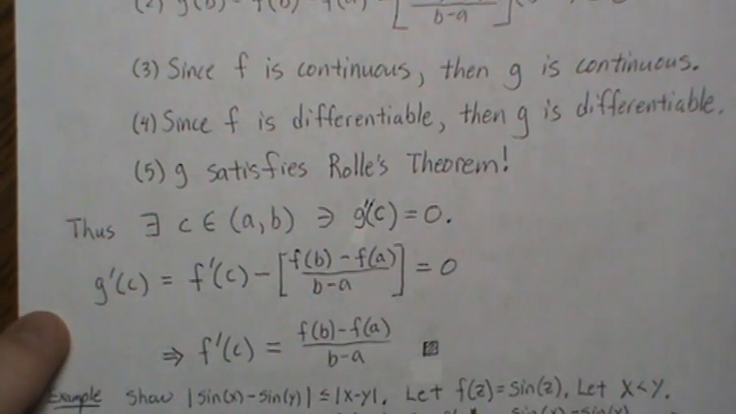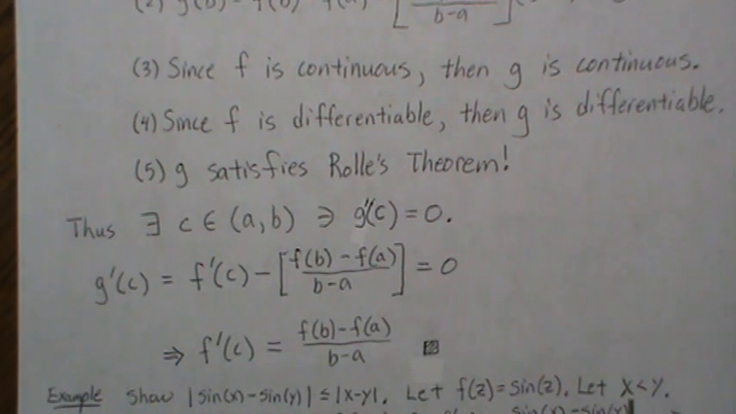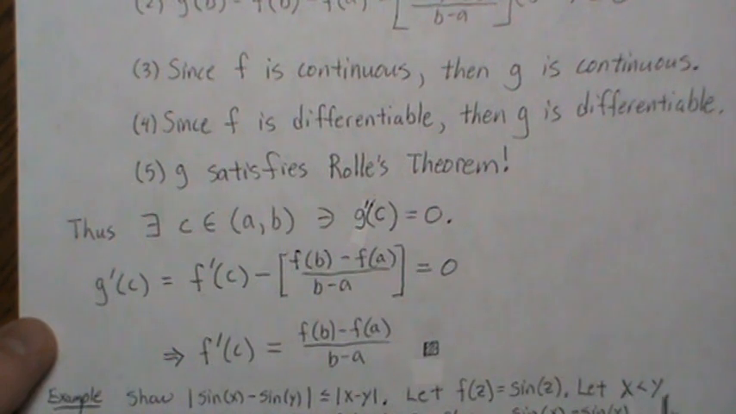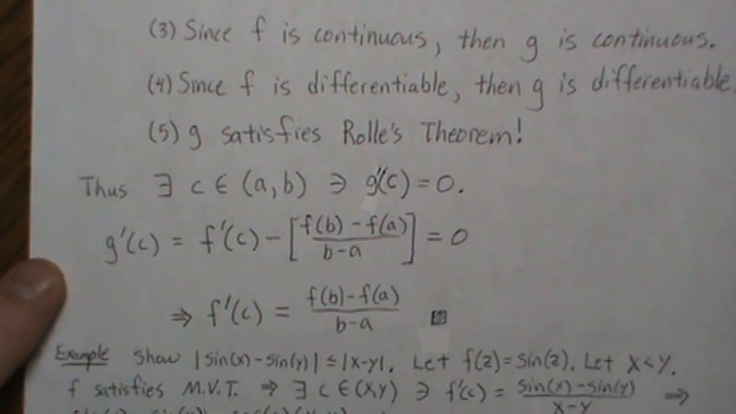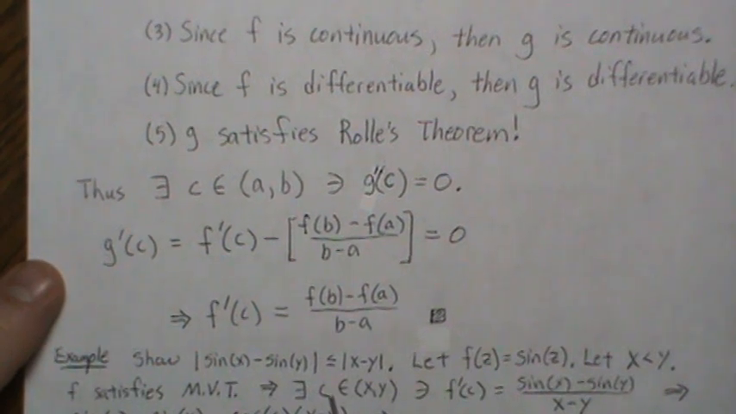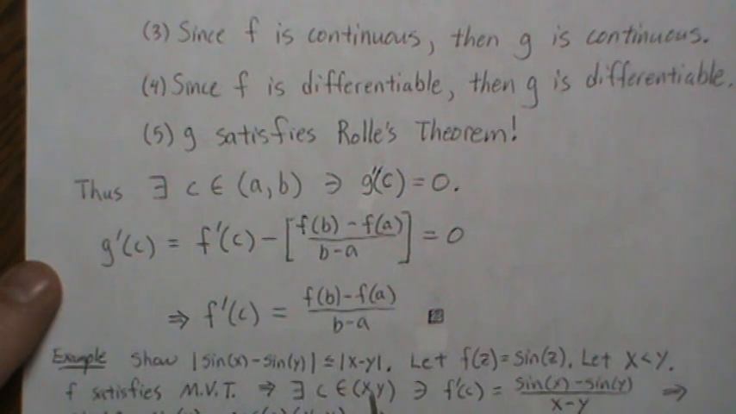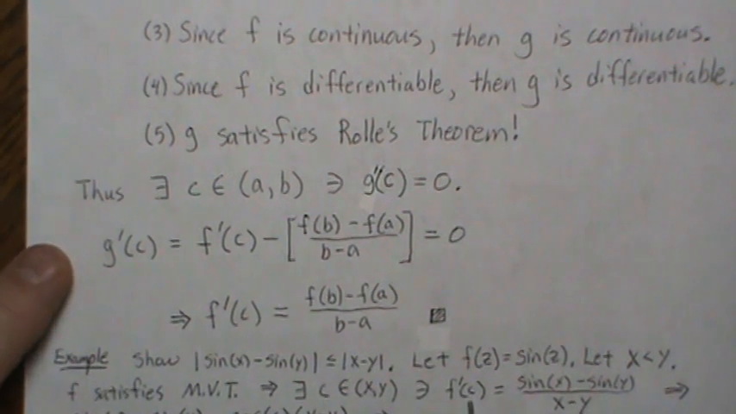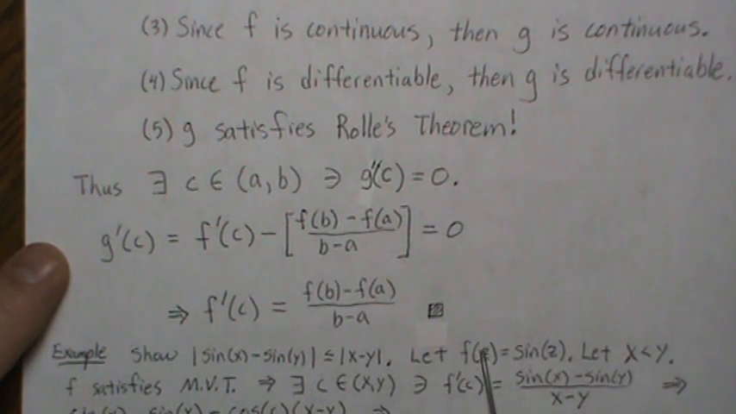Well, if we let f of z equal sine of z, and let's just assume that x is less than y, these are real numbers, then f satisfies the mean value theorem. It's continuous, it's differentiable in any interval. So that says there exists a c in the interval x to y such that the derivative of f of c is equal to this ratio. So plug in f of x, f of y, divided by x minus y.